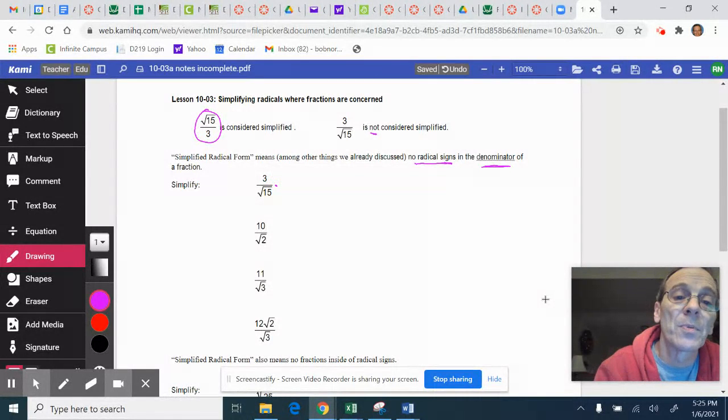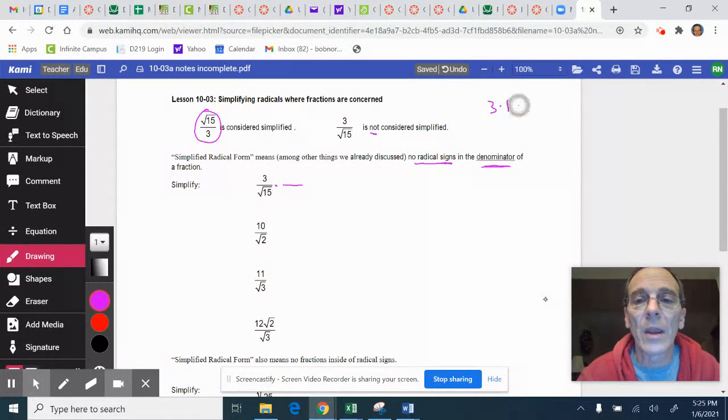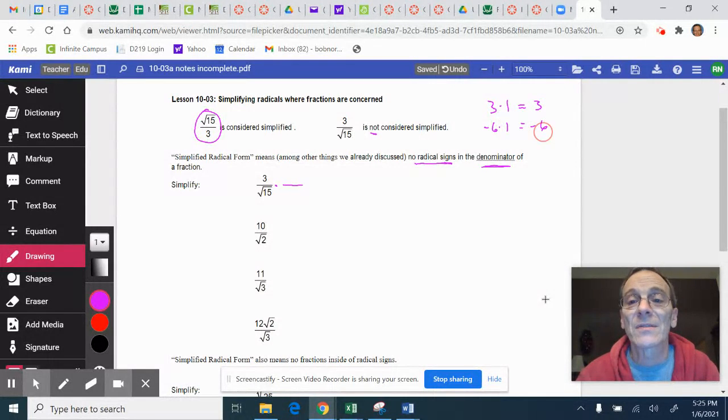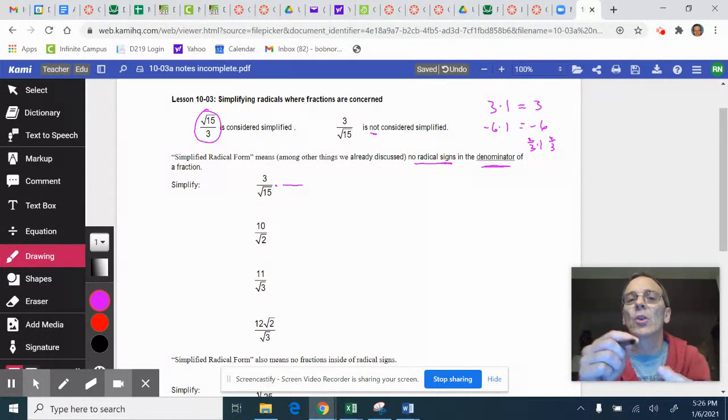We're going to multiply the given fraction here by the number 1. Keep in mind, anything times 1 remains unchanged after the multiplication. 3 times 1 is 3. Negative 6 times 1 is negative 6. 2/3 times 1 is 2/3. So I'm going to multiply by 1 because I don't want to change the value of this first fraction. I just want to change how it looks.